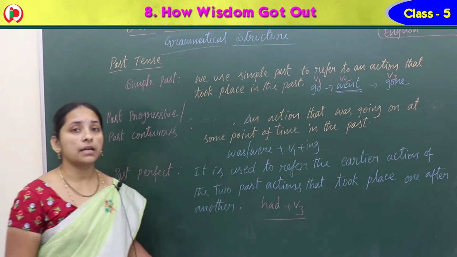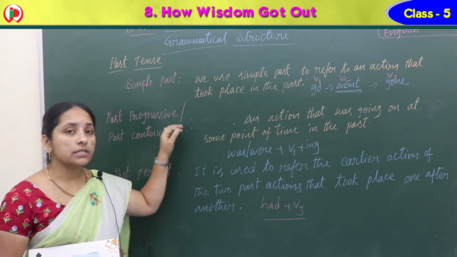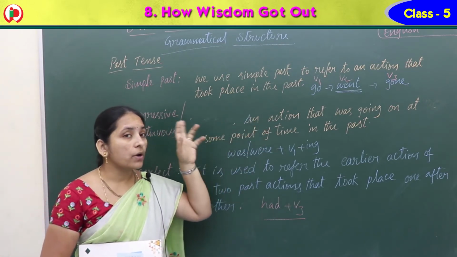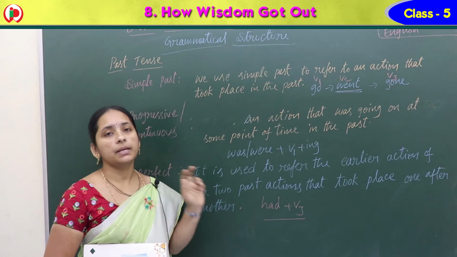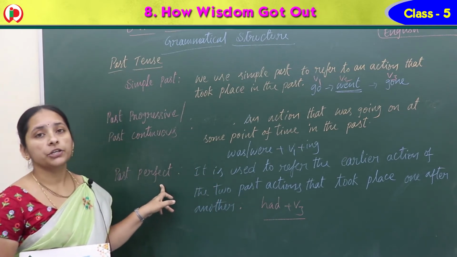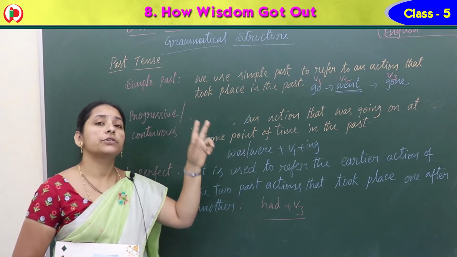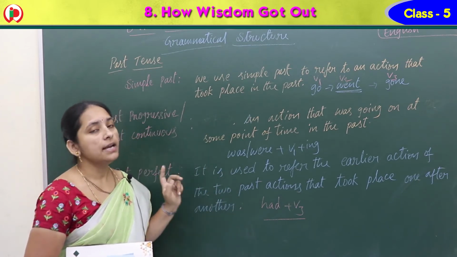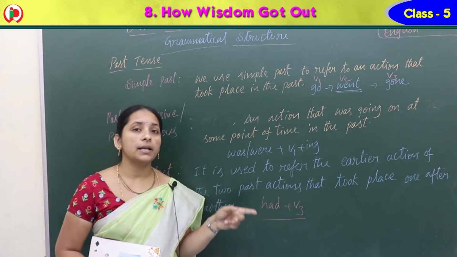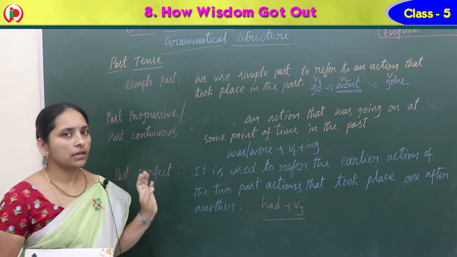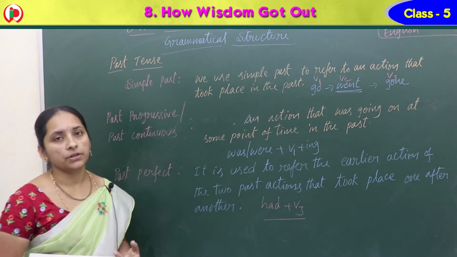Shall we do some examples on this? Remember this: simple past means an action happened in the past, and past progressive or past continuous means the action was going on at some time in the past, for which we use was or were plus V1 plus ing. For past perfect, two past actions happened one after another, and the first past action we write in the past perfect, using had plus the third form of the verb. Okay children, got this one? If you do some examples, you get more clarity, so let's do some examples.